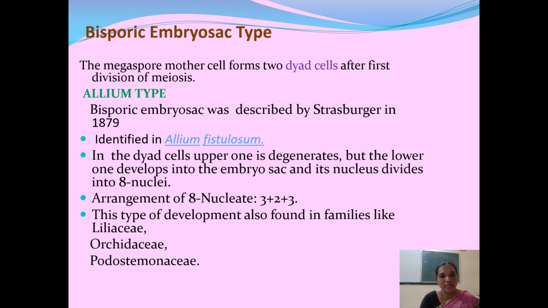In the diad cells, the upper one degenerates, but the lower one develops into the embryo sac and its nucleus divides into 8 nuclei. The arrangement of the 8 nuclei is similar to the polygonum type, that is 3 plus 2 plus 3. This type of development is also found in families like Liliaceae, Orchidaceae, Podostemaceae.